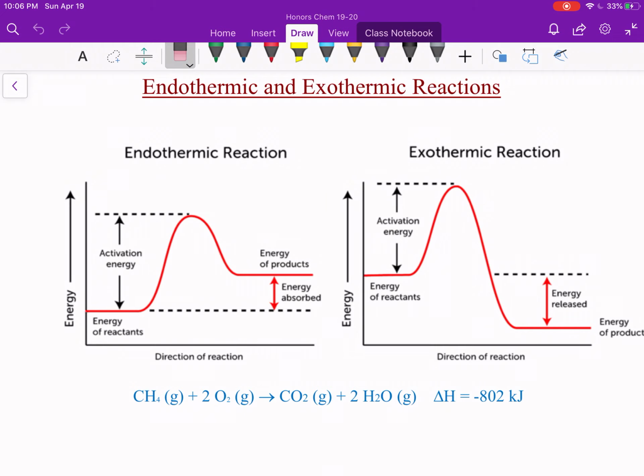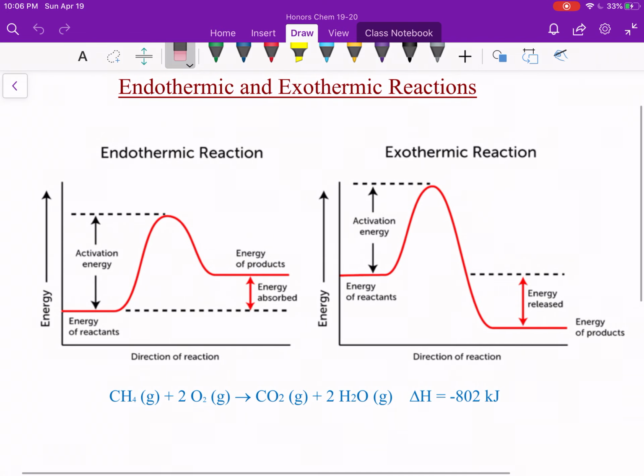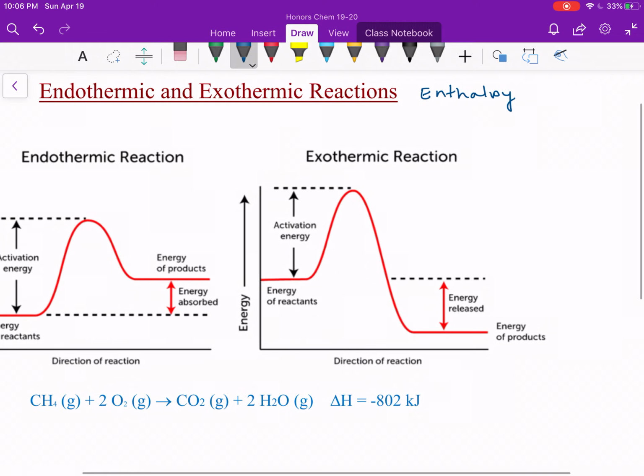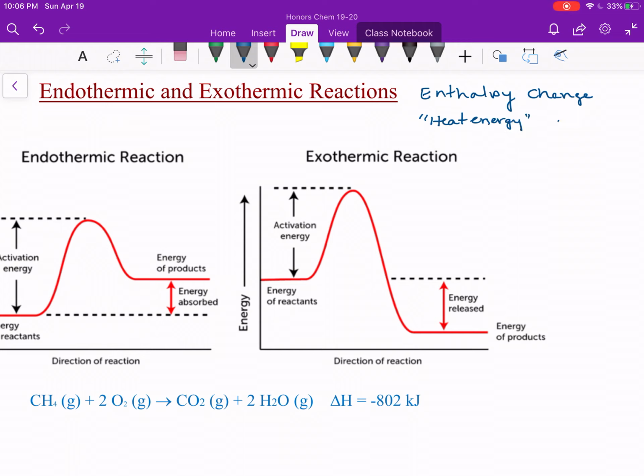Hey guys, today we're going to talk about exothermic and endothermic reactions, or what we call enthalpy changes for a given chemical reaction. So enthalpy. If we look at the enthalpy change for a chemical reaction, it's going to be a change, right? Enthalpy is a fancy word for heat energy. And what we'll be looking at is basically delta H.